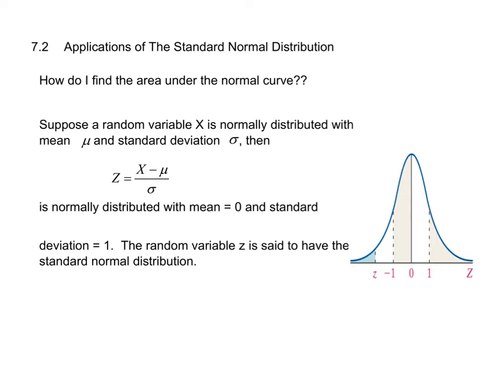So we start out with the next part. Suppose a random variable x is normally distributed with a mean and standard deviation. Then that z-score, z, is normally distributed with a mean of 0 and a standard deviation of 1. So what that means is that if I have any data set with any mean and any standard deviation, in computing the z-score, z equals x minus mu over sigma, we get a normally distributed variable that has a mean of 0 and a standard deviation of 1.